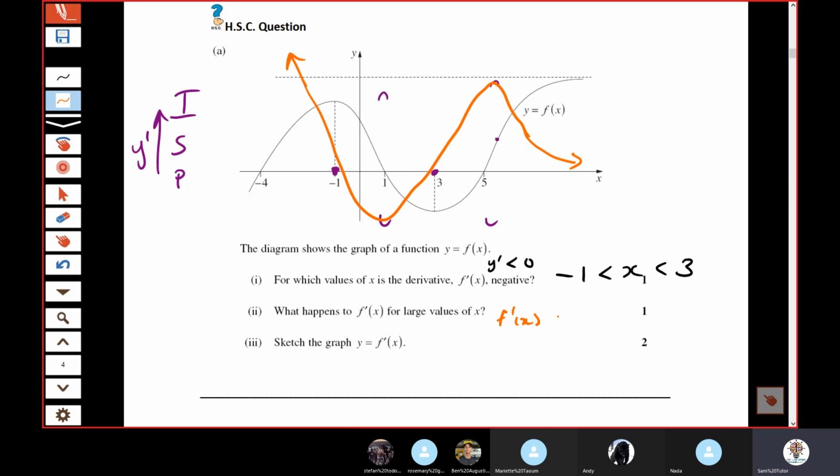F dash x approaches 0. So the y values approaching 0. Easy. Which is what you assumed before, Ben, anyways. You understand the concept of differentiating a constant. Or another way to think about it, the gradient of this is becoming flatter and flatter. As you differentiate that, it's going to literally become 0. So there's two ways of seeing it, but whatever. I think you should know it graphically.